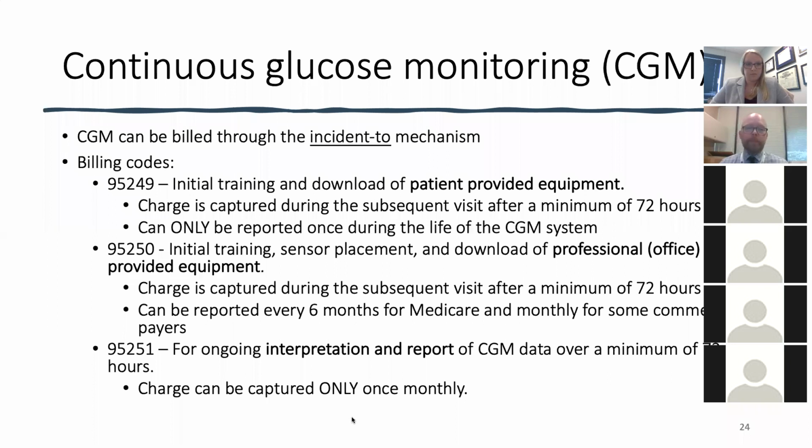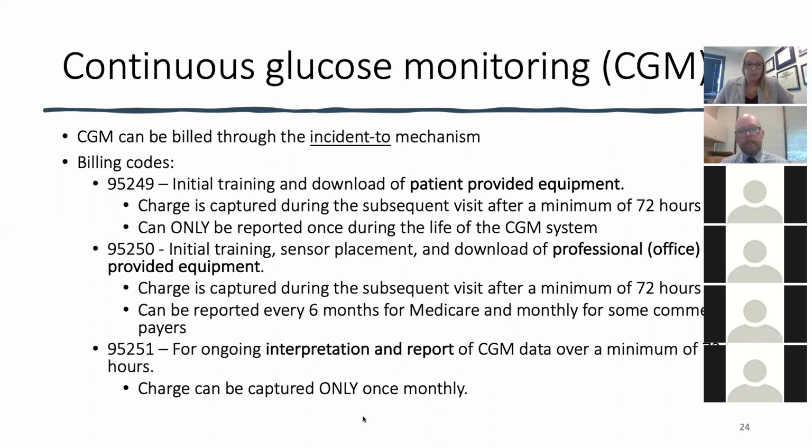For the 95249 and 95250 codes for the patient and professional equipment respectively, these are really codes for initial training, sensor placement, and initial download and interpretation of at least 72 hours worth of CGM content. Note that for the personally owned equipment, you can only report this code once during the lifetime of the CGM system, whereas for the professional office-owned equipment, this can be captured monthly, but there's no guarantee that it will be reimbursed by the insurance provider. Some commercial plans will. However, for Medicare, the general rule is 6 months. Every 6 months, this charge can be captured.